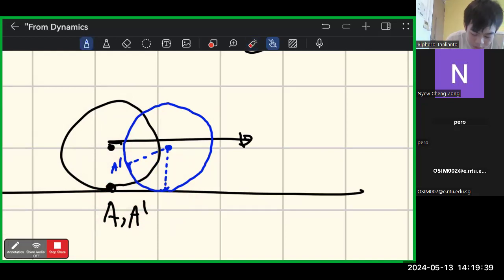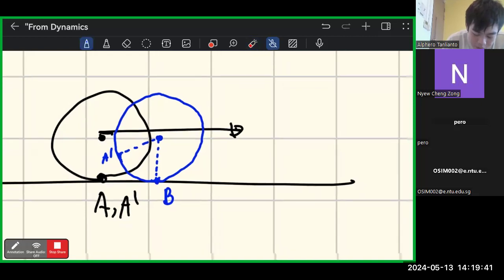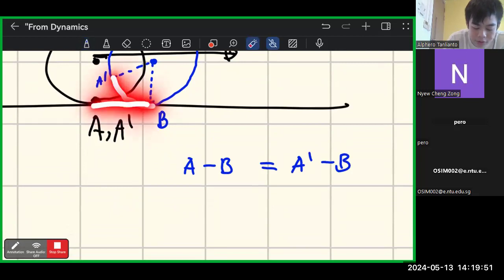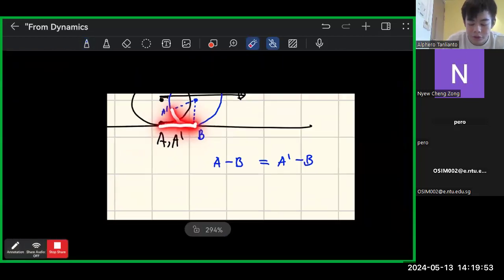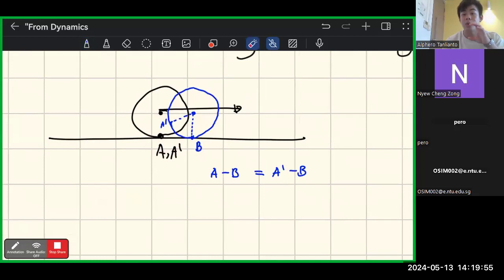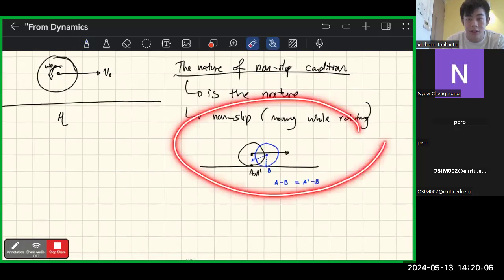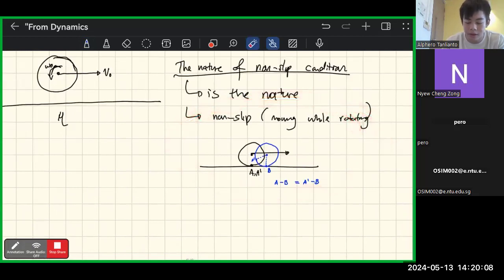And this point B. The distance between AB here has to be the same as A prime B. So this distance has to be the same as this distance. This is a non-slip condition. It's moving seamlessly, like it always touches the ground at all times. It's always moving that way. That's the non-slip condition. There's no slipping.